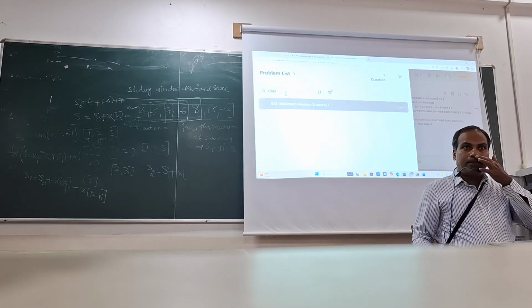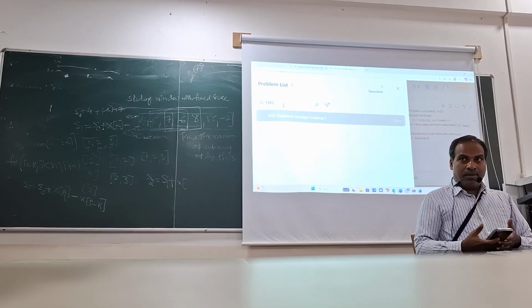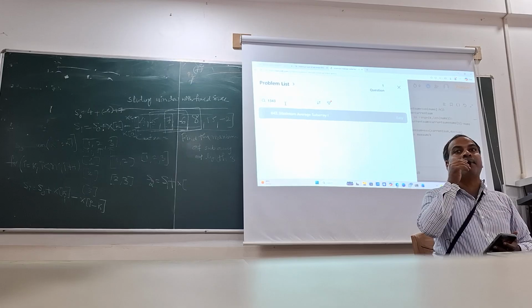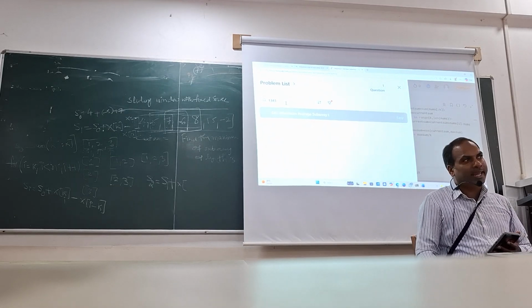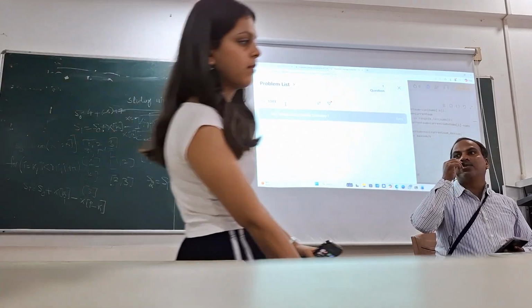In our previous problem, 643, what did we do, sir? We found, using the sliding window pattern, the maximum average of a subarray of length k. Now, in this problem, what is being asked? He is not asking for that maximum average. What is he asking, sir?